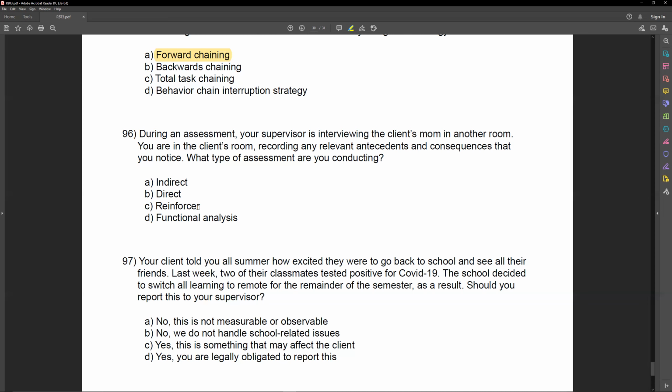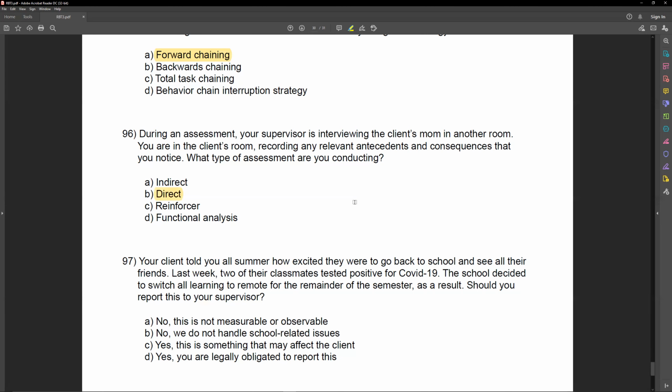Now, are you doing a reinforcer assessment? No, you're not manipulating anything. You're not looking at behavior change. You're just looking at antecedents and consequences. Same for the functional analysis. In a functional analysis, we actually manipulate antecedents and consequences to determine a function. All you're doing is recording relevant antecedents and consequences that you notice, okay, to further guide your treatment planning as you better get to know this client. So what type of assessment are you conducting?